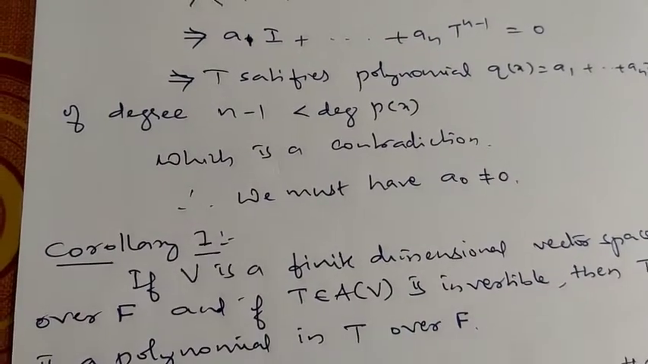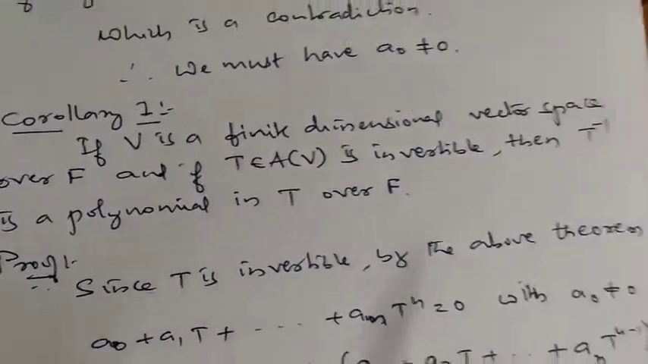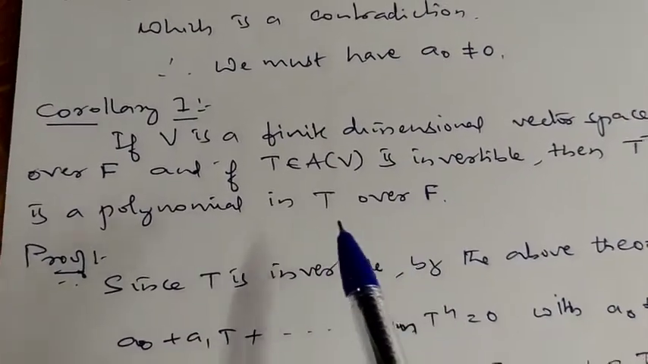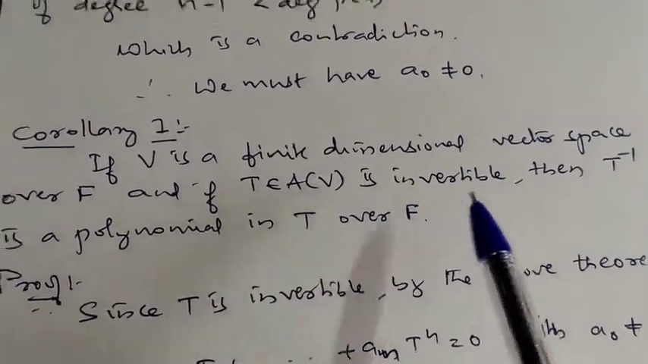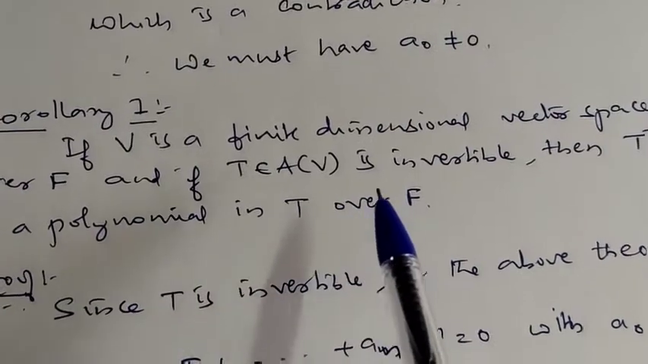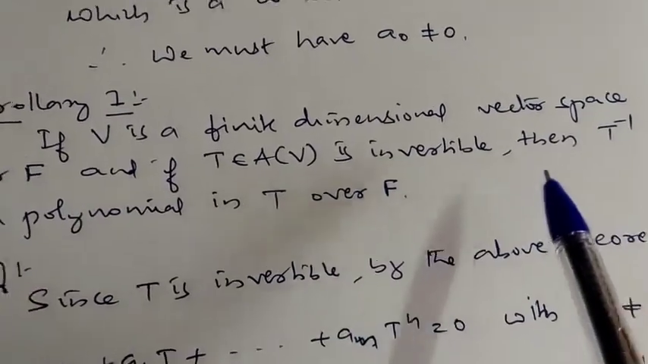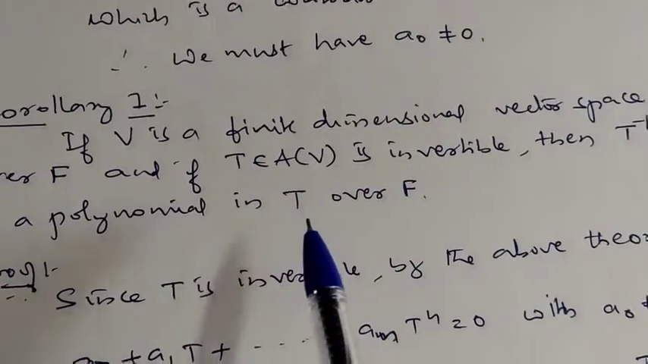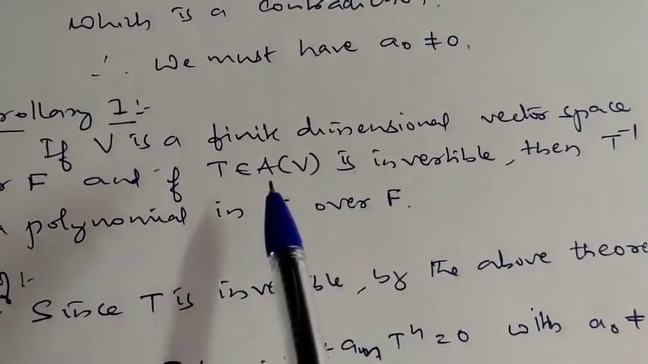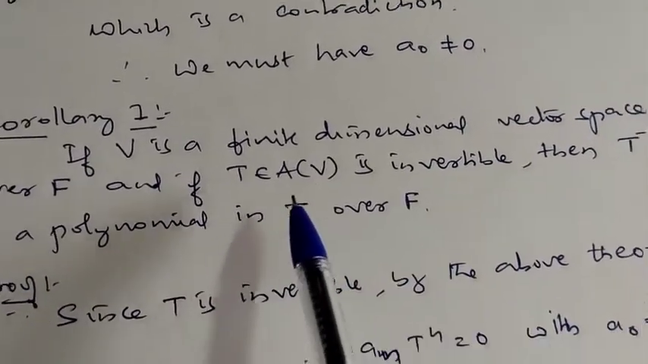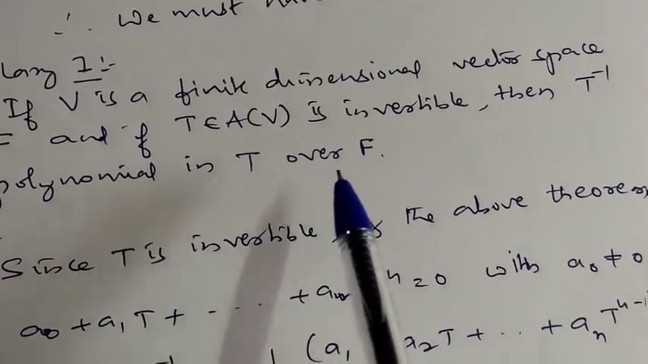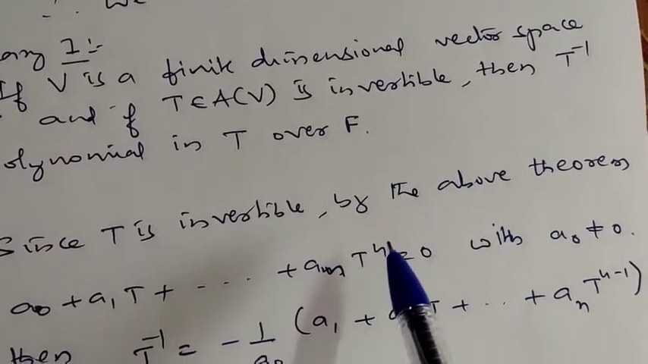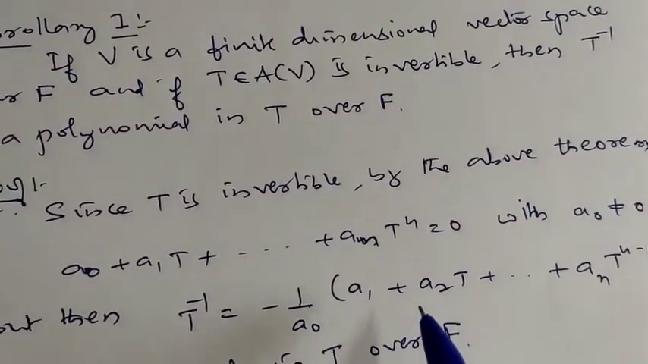Now this result has two important, simple corollaries. The corollary says: if V is a finite dimensional vector space over F and if T belongs to A(V) is invertible, then T inverse is a polynomial in T over F. As I said, S is the inverse, and S is a polynomial in T.